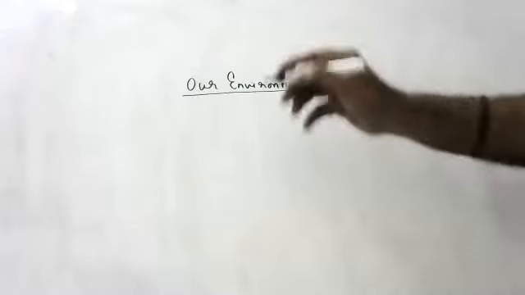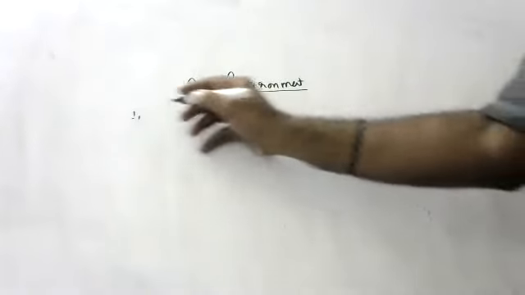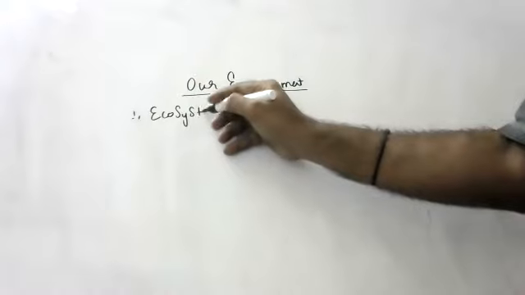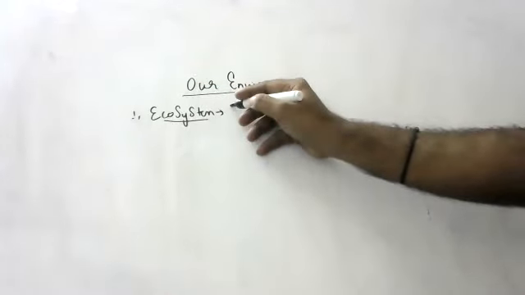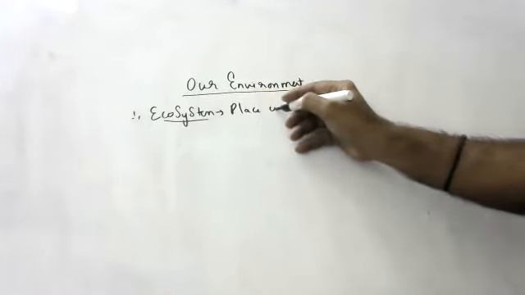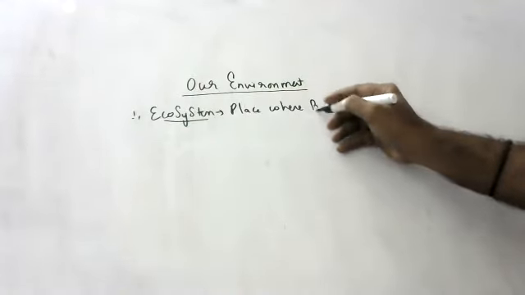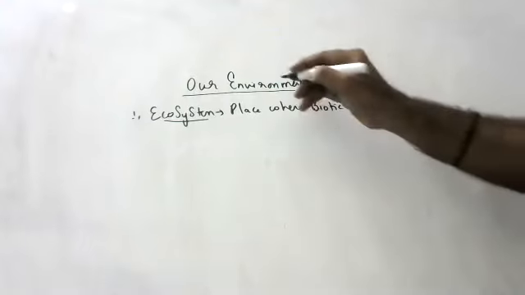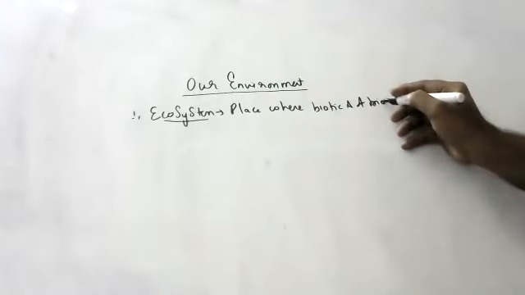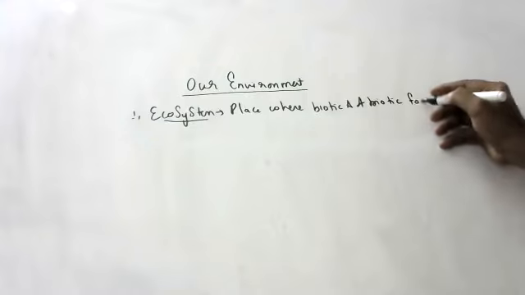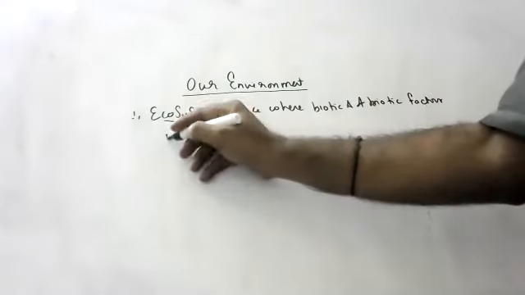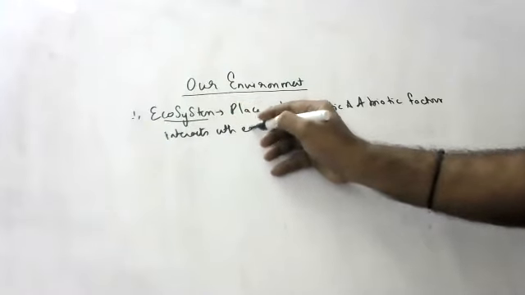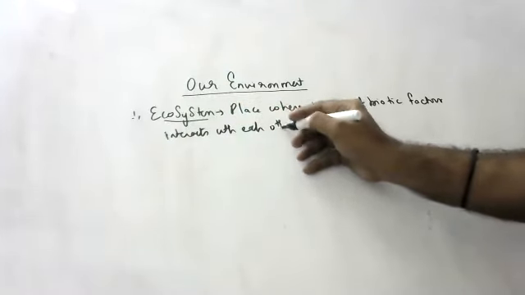Coming to our environment, the first topic I have to discuss in this lesson is ecosystem. What is meant by ecosystem? Ecosystem means it is a place where biotic and abiotic factors interact with each other.